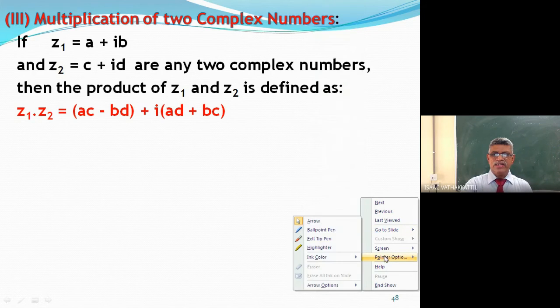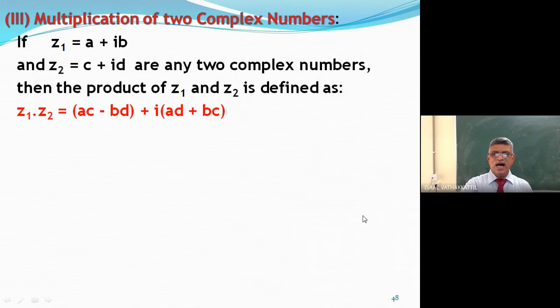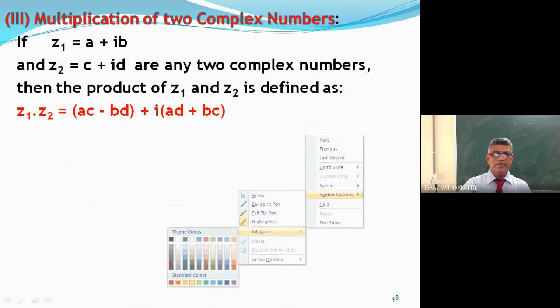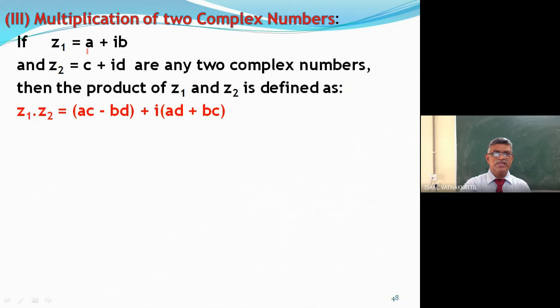AC minus BD plus i into AD plus BC. Look at AC minus BD plus i into AD plus BC. We'll practice it. You will understand why we define it this way on the way, no problem.